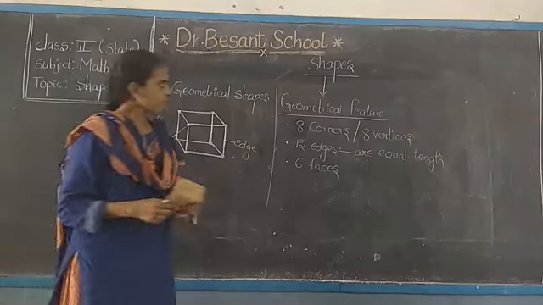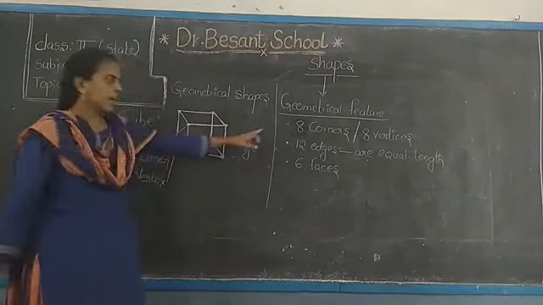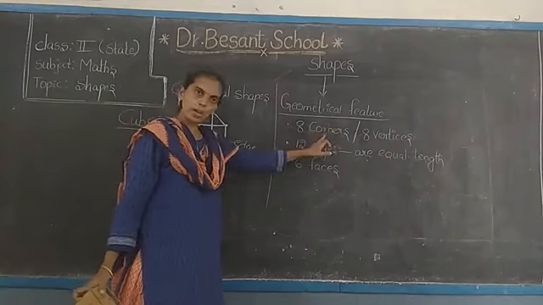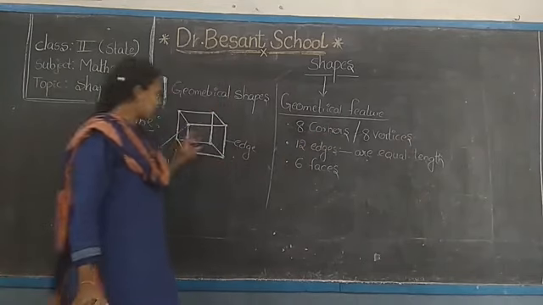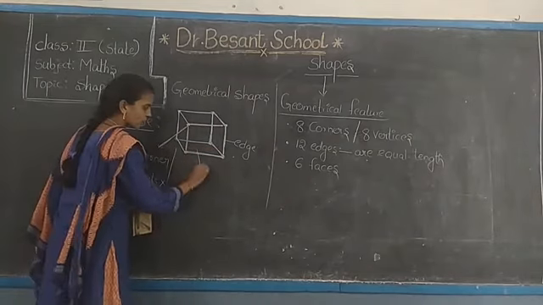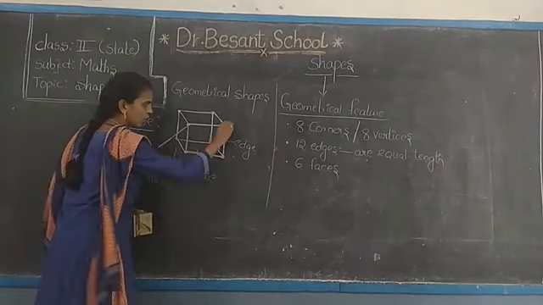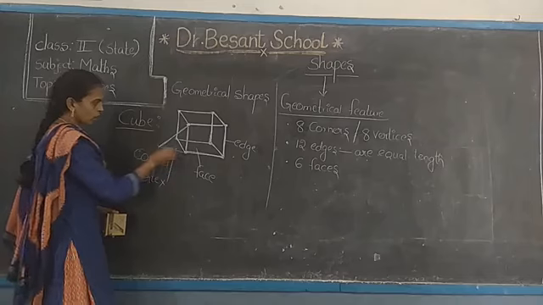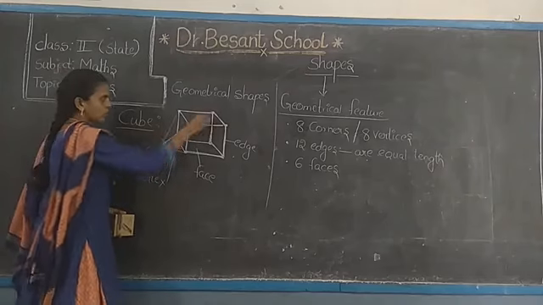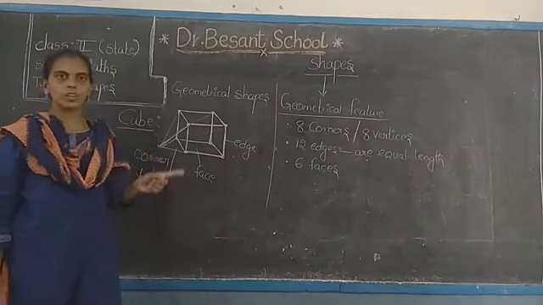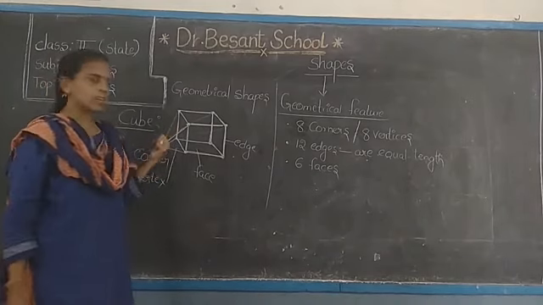So a cube has 8 corners or 8 vertices. We call corners also vertices. It has 12 edges. Okay, this is called a face and this is called an edge. This is called a face and these are called corners. So total how many corners does it have? 8 corners. Is it clear about this cube, children?